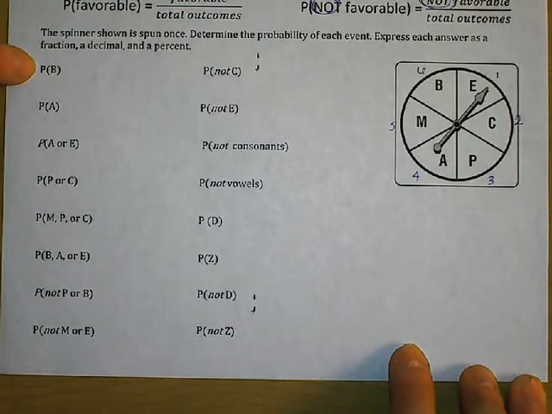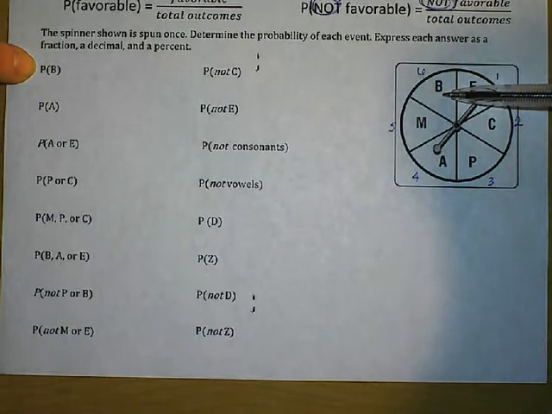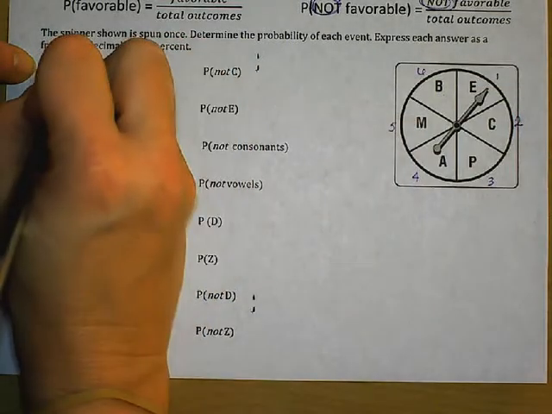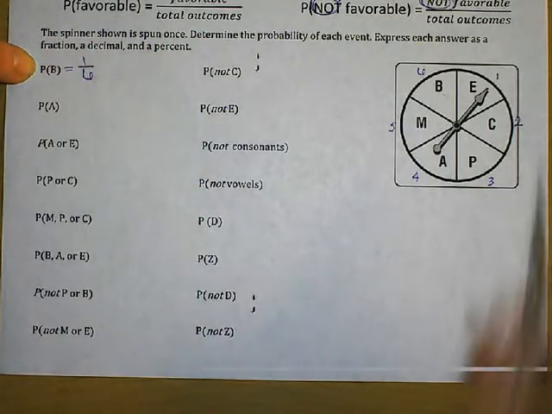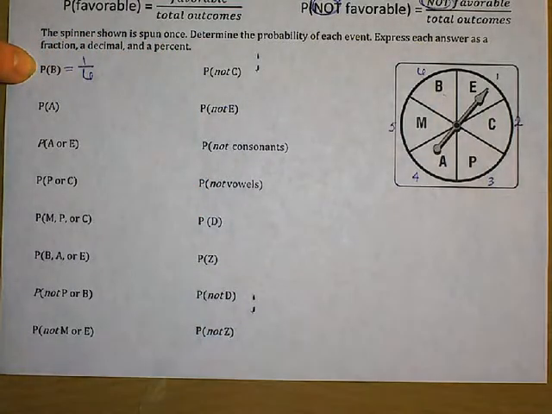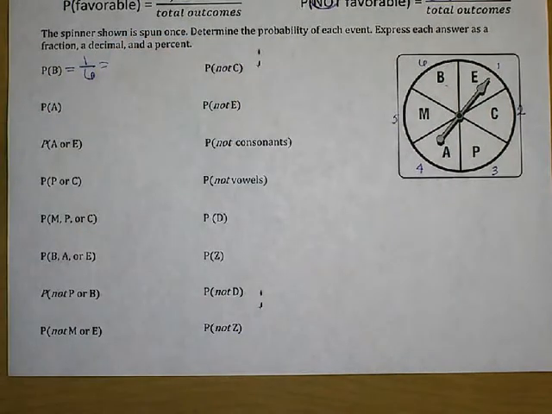So if it wants the probability of spinning a B, I take a look at my spinner and I notice there's only one B. So the probability is going to be 1/6. It is 1/6 because I only see one B out of 6 total outcomes. It does request that we exchange this for decimal and percent.